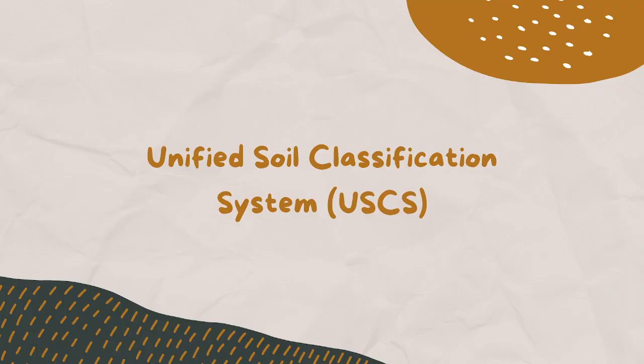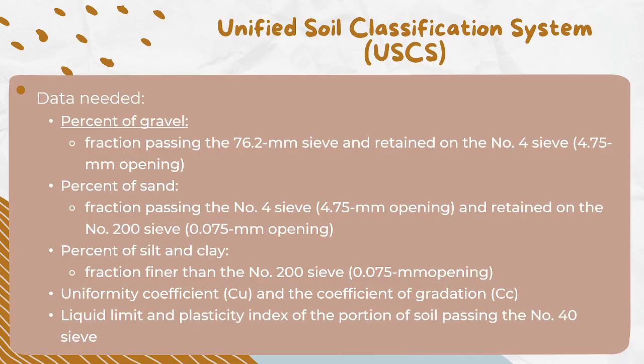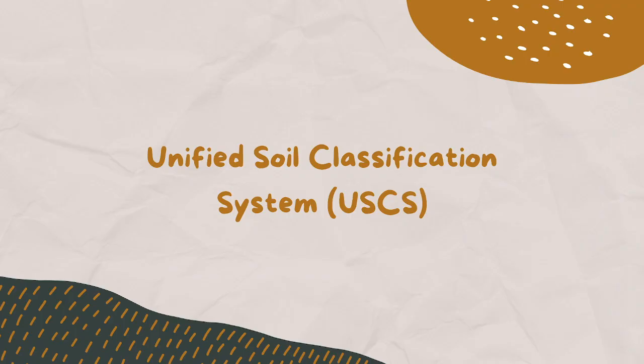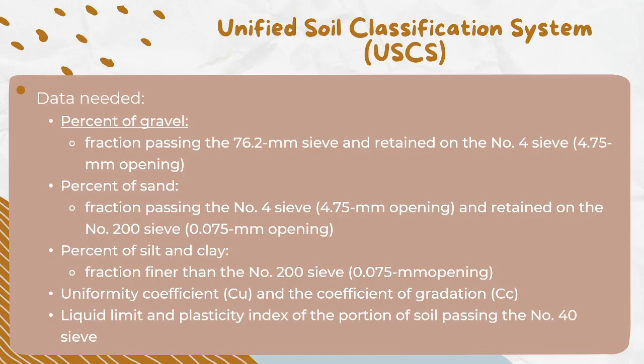So, let's move to the next classification system. The unified soil classification system is another classification system for the engineering behavior of soils. The USCS is under the ASTM D2487. So that is the ASTM designation of the USCS. And in this classification, we consider the particle sizes as well as the plasticity of the soils.